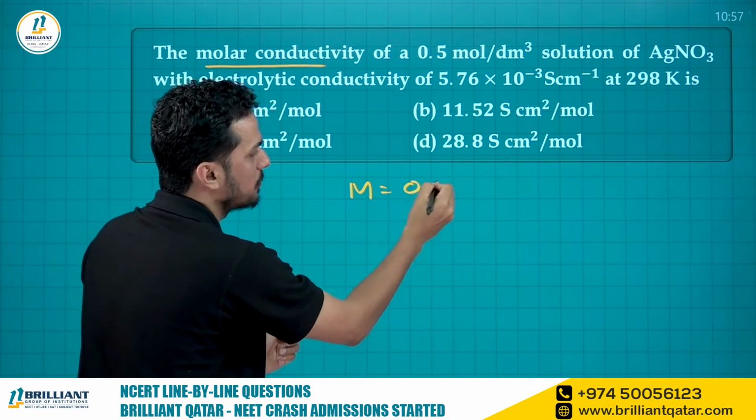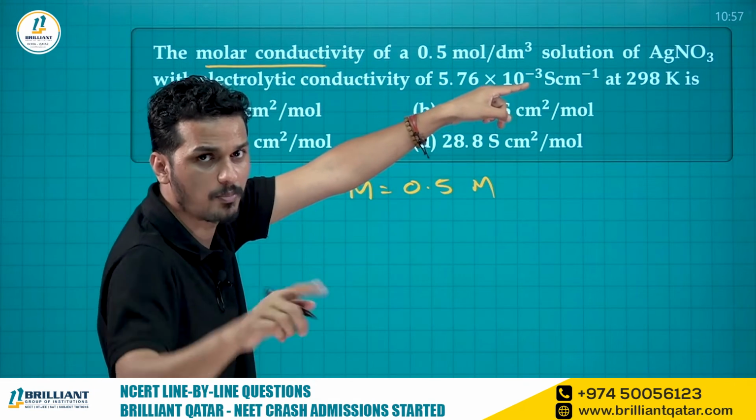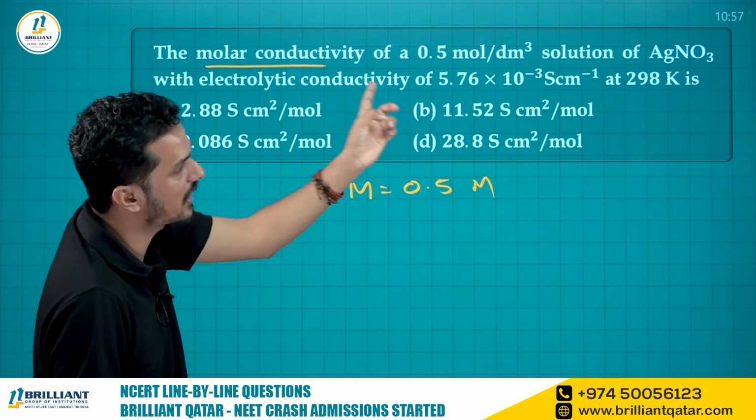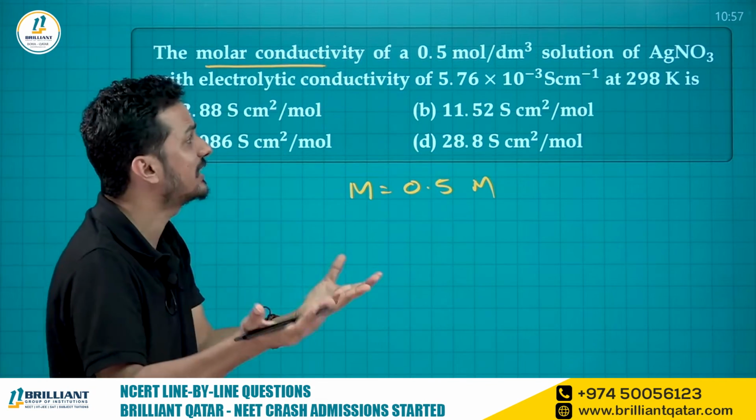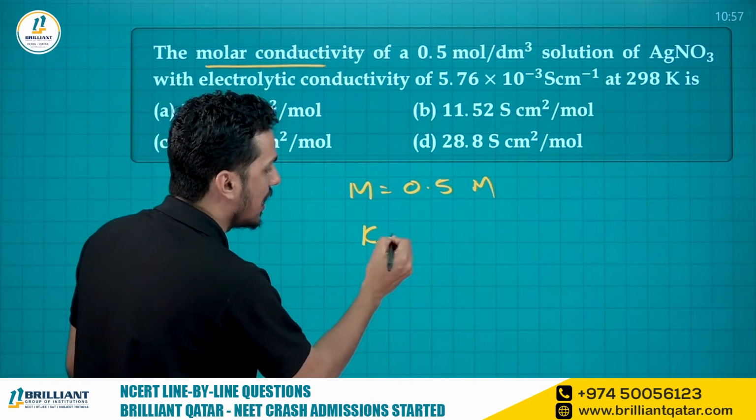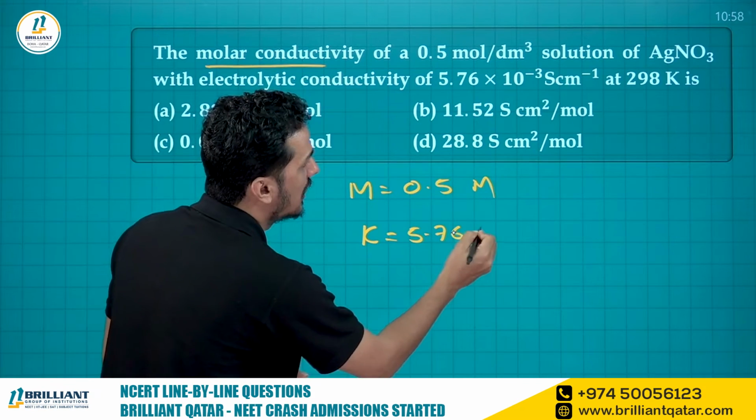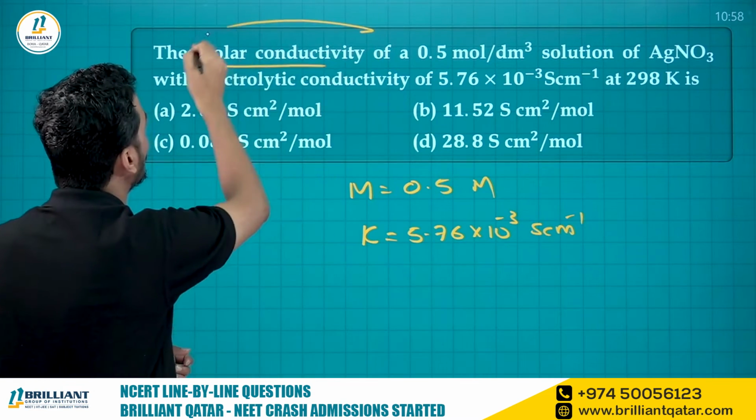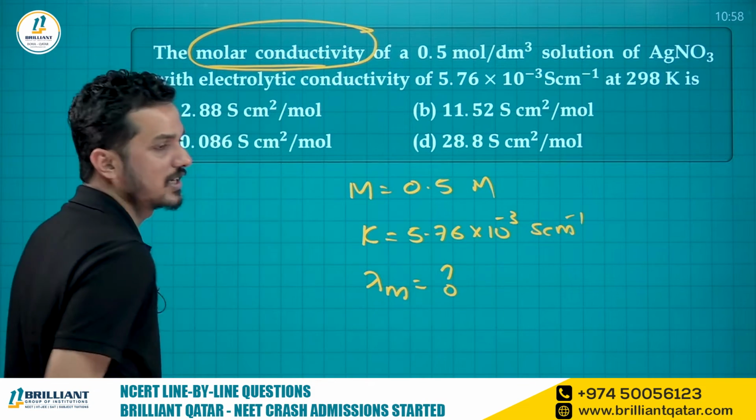Molarity equals 0.5 molar, because mole per liter means molarity. Solution of AgNO3 with the electrolytic conductivity, they are telling, electrolytic conductivity means kappa. Kappa equals 5.76 into 10 raised to minus 3 Siemens centimeter inverse. They are asking you to find out the molar conductivity, lambda m. That is the question.